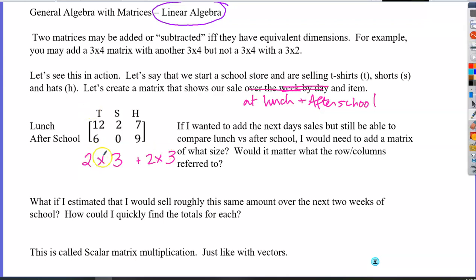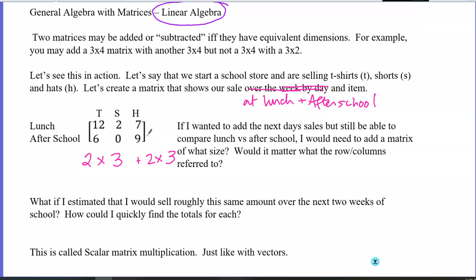Now, of course, I could add total t-shirts, total shorts, total hats, but that's not really what I was asking in this one. Do you think it would matter what the rows and columns referred to in the one that you were going to add, or does it just have to still be a 2 by 3? Well, in this scenario, if I wanted to keep my matrix representing the same items, then yeah, of course, my 2 by 3 would still have to have lunch here, after school here, and then t-shirts, shorts, and hats in that order. If it wasn't, then they wouldn't correspond. So doing operations with matrices is all about having things that correspond to each other correctly.